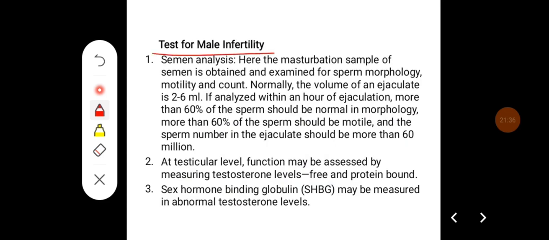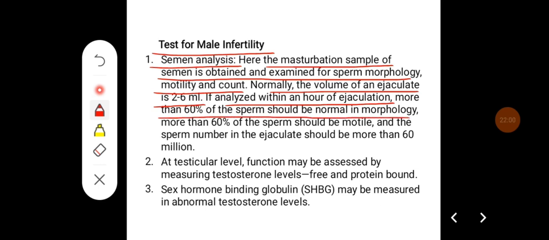Some of the tests which are done to test male infertility. Semen analysis: by masturbation, a sample of semen is obtained and examined for sperm morphology, motility, and count. Normally the volume of an ejaculate is 2 to 6 ml. If analyzed within an hour of ejaculation, more than 60% of the sperm should be normal in morphology, more than 60% of the sperm should be motile, and the sperm number in the ejaculate should be more than 60 million.